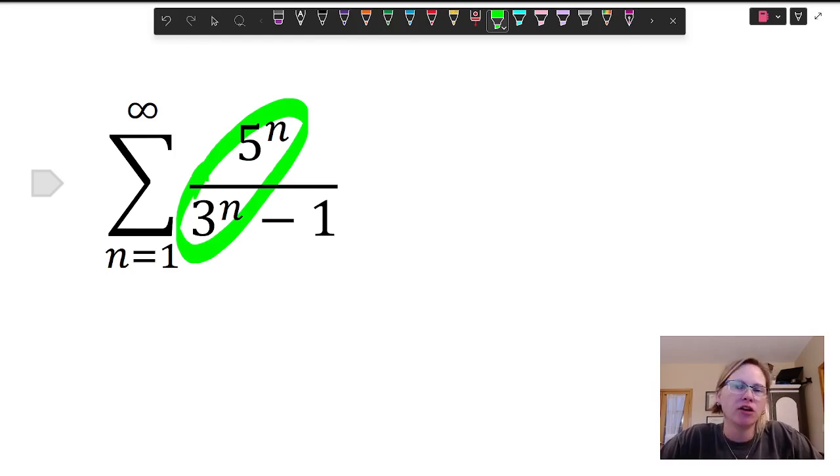I can also make an argument that if I tried the nth term test, it would probably reveal that this limit is not going to be 0, although it might be a little tricky to find. So I'm going to keep going with my direct comparison test, and I'm going to compare it to a geometric series. Here's what it's going to look like. First of all, when n goes from 1 to infinity, my terms are positive.